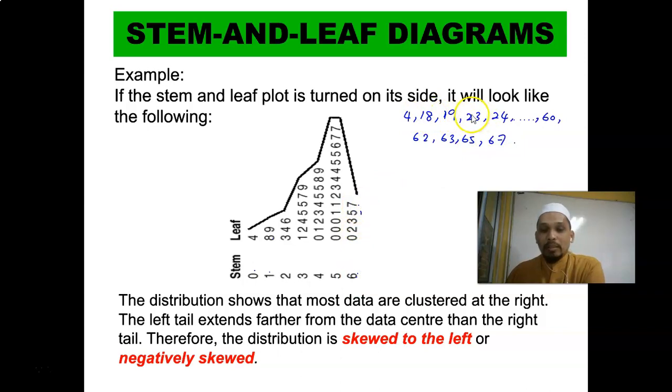So the raw data, we arrange from the smallest to the biggest numbers, and then we divide it into a stem and a leaf. So you can see here now, let's say this is the middle of the graph. Most of the data are on the right side and only a few on the left side. So the distribution shows that most data are clustered at the right. The left tail extends further from the data center than the right tail. Therefore, the distribution is skewed to the left or negatively skewed.